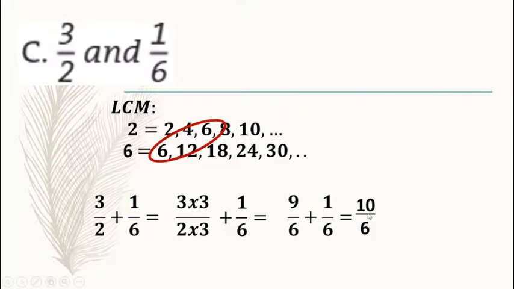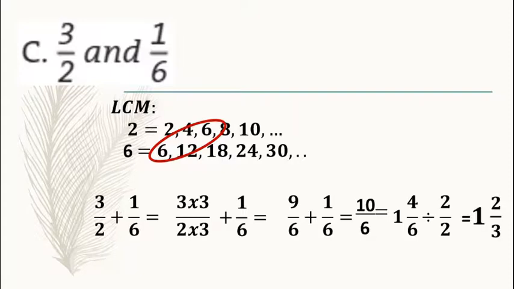Not yet, because it is an improper fraction. So we need to simplify it and convert it into a mixed number. So 10 divided by 6, that is 1. And the remainder is 4. And our denominator is 6. But 4 and 6 have a common factor between them. We need to divide it by 2 to get the simplest form of our answer.